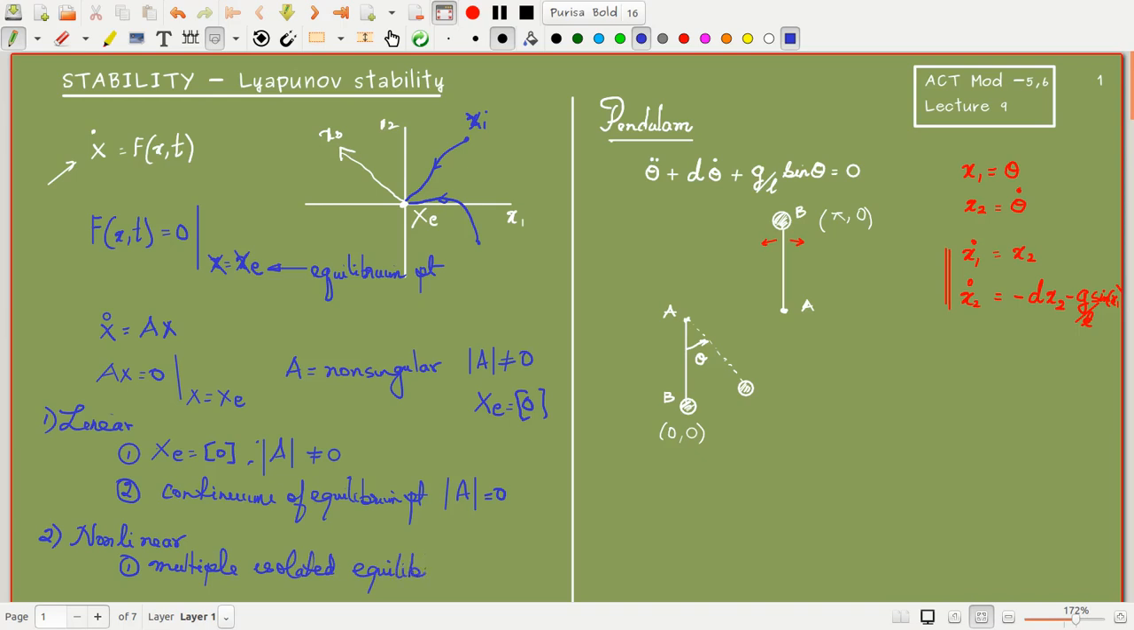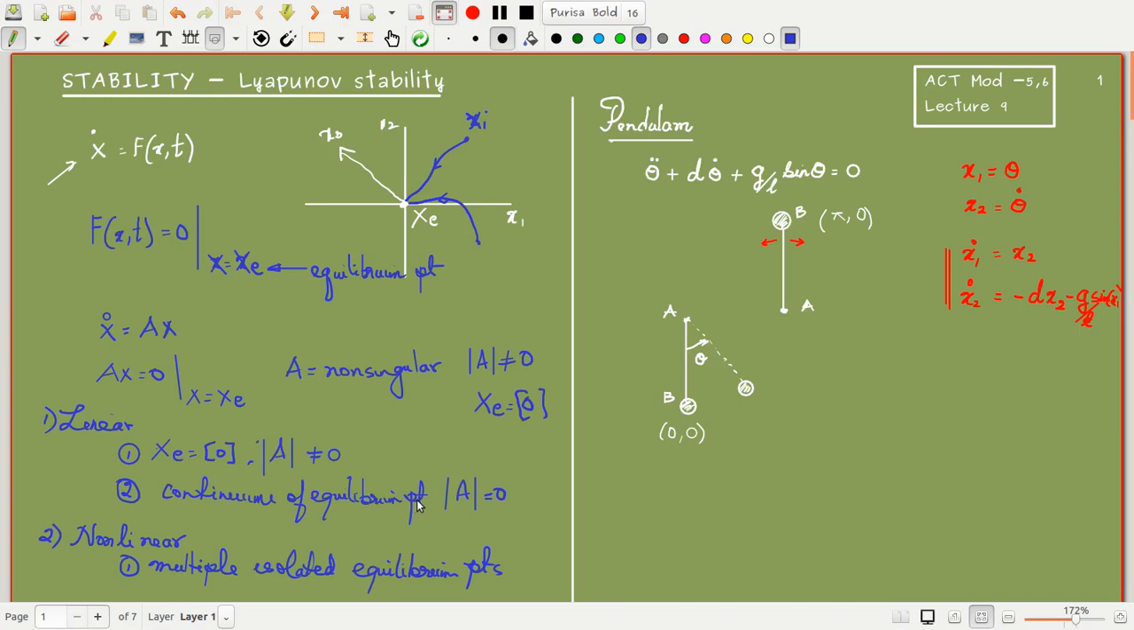Whereas in the case of a linear system, there would be only one isolated equilibrium point, usually the 0 0 point, for determinant of A not equal to 0. Otherwise, it would be a continuum of equilibrium points. So that is the difference between the linear and the nonlinear system equilibrium points. We will see that in some examples. I have given some examples in this lecture on computation of equilibrium points. We will see the differences in these two cases.